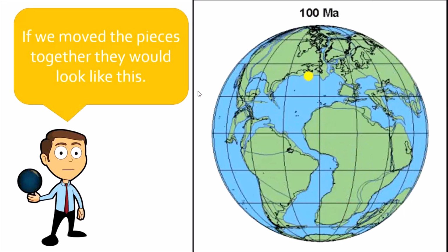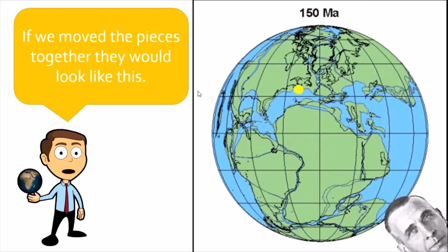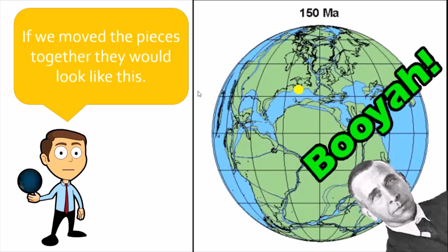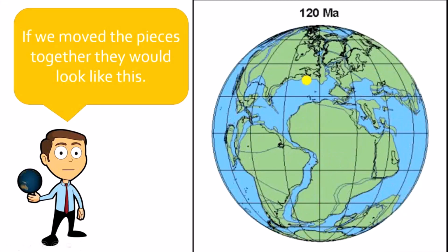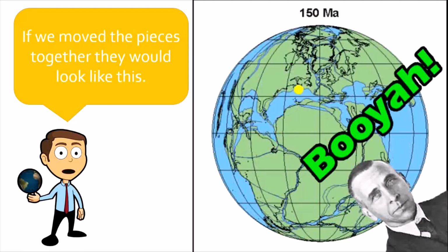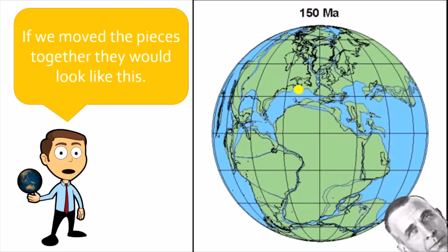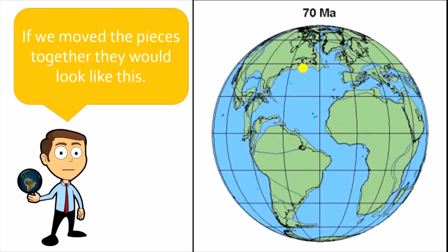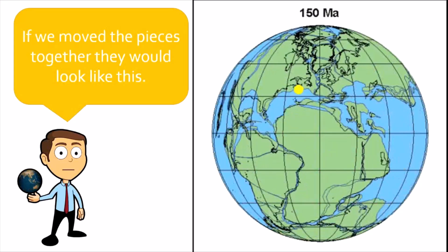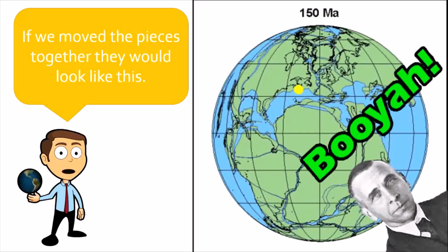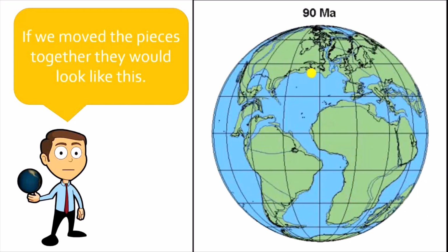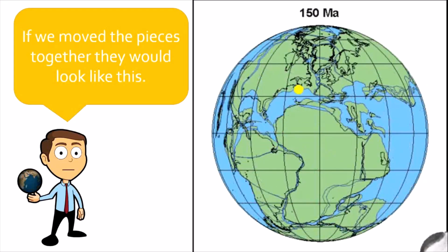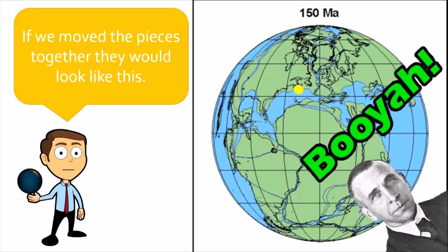If we move the pieces together, they would look like this. If you notice in the image over here to the right, you can see how those continents would fit together if you went back in time. Think about 150 million years ago. This is what everything would look like. The yellow dot is located around where New York would be, so you wouldn't be a whole lot further from that according to this picture.